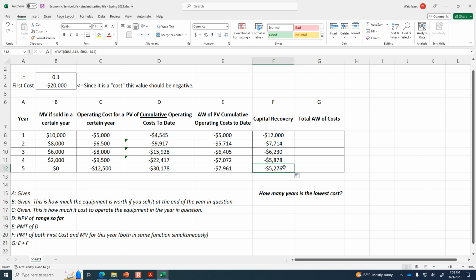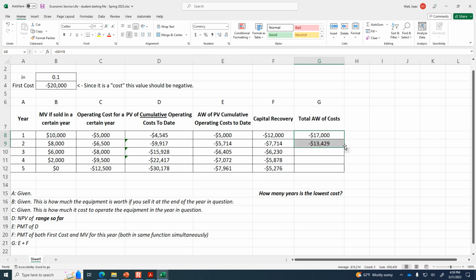The last part, the total annual worth of costs. So here you can see that column G is the annual worth of the present value of cumulative operating costs to date plus the capital recovery. So if you own this equipment for just 1 year, then the total cost would be $17,000. That's taking into account the operating costs and the capital recovery.